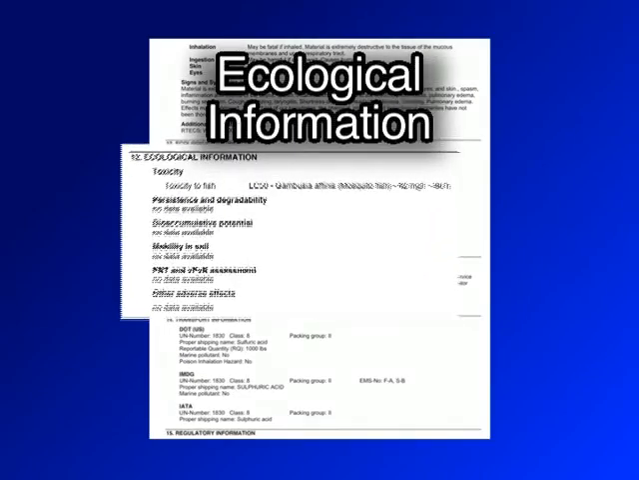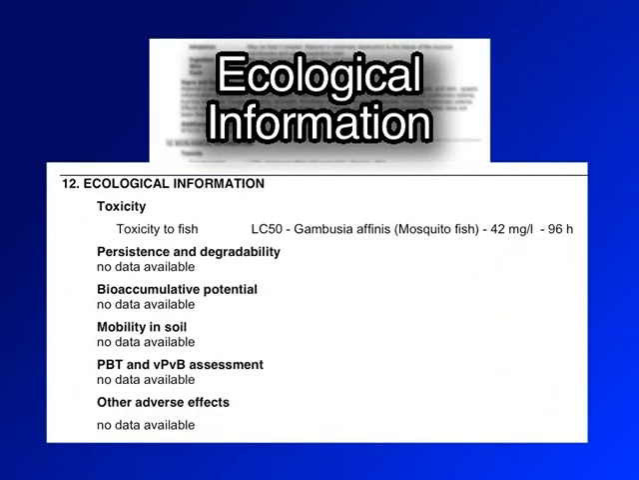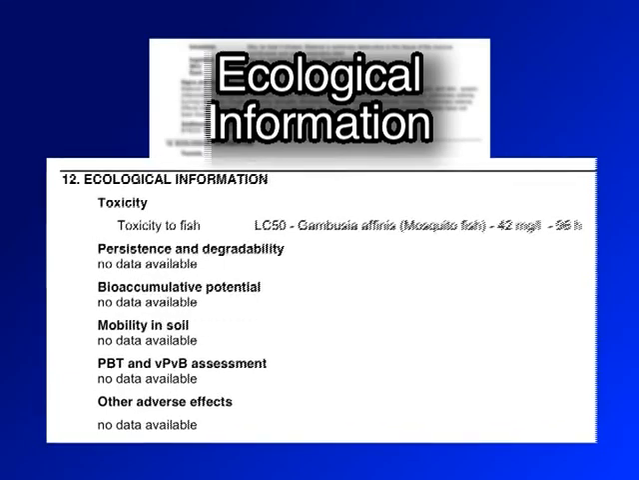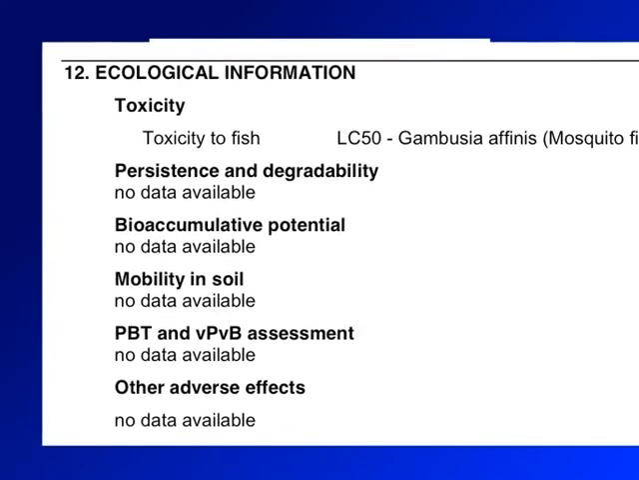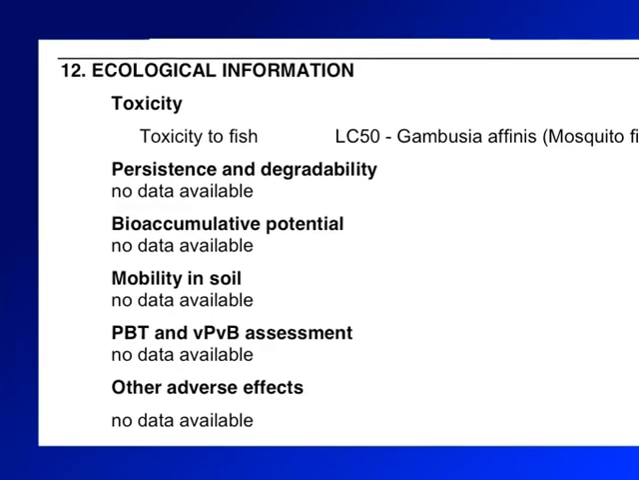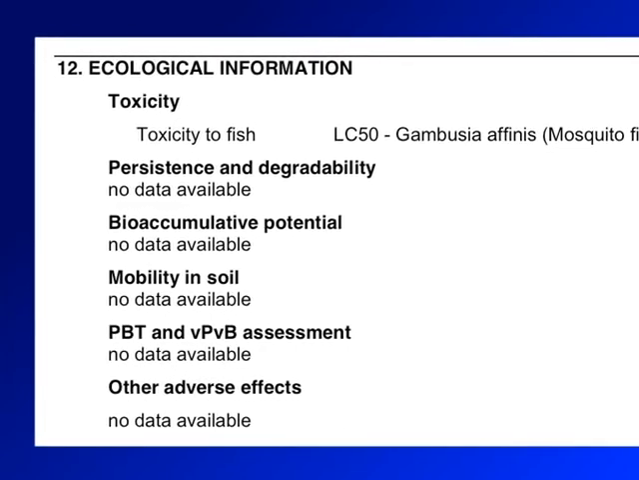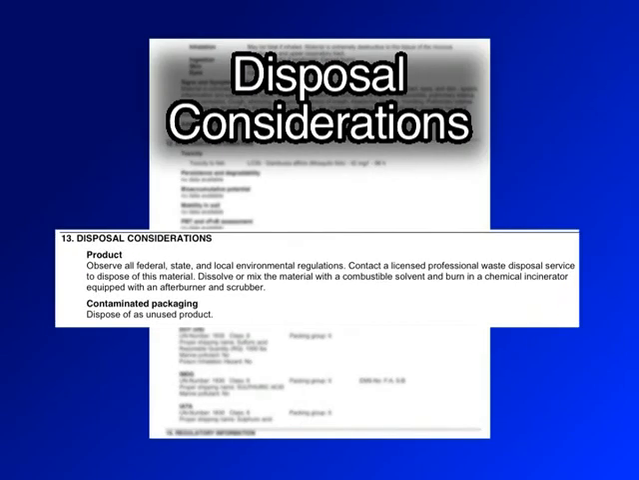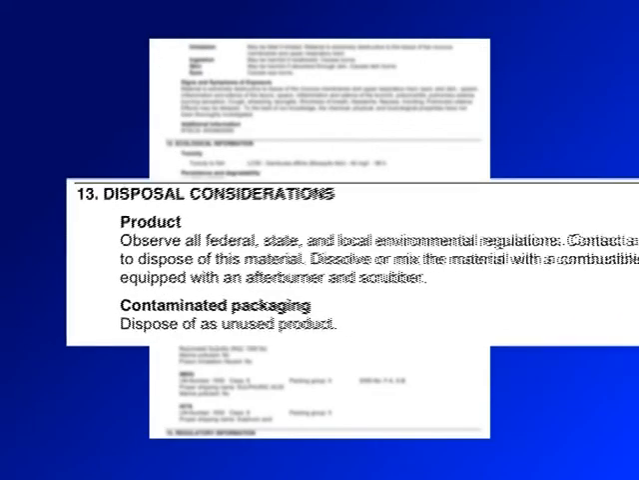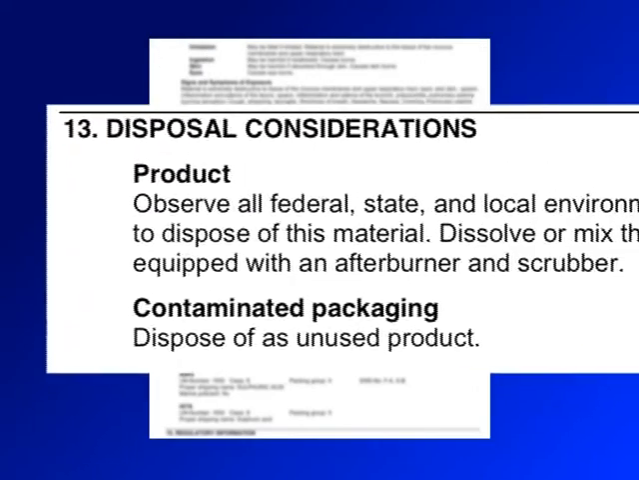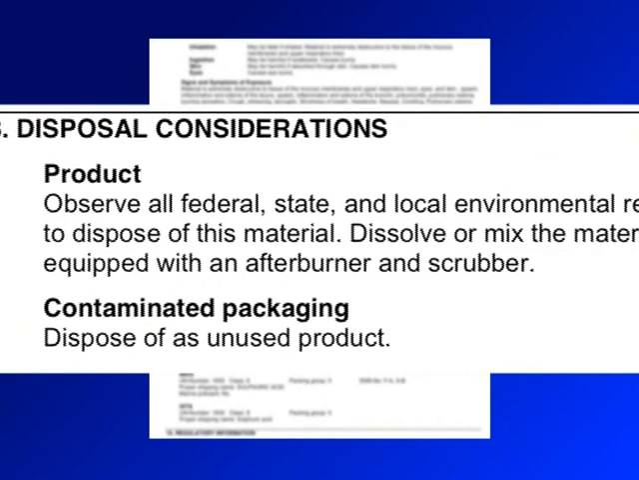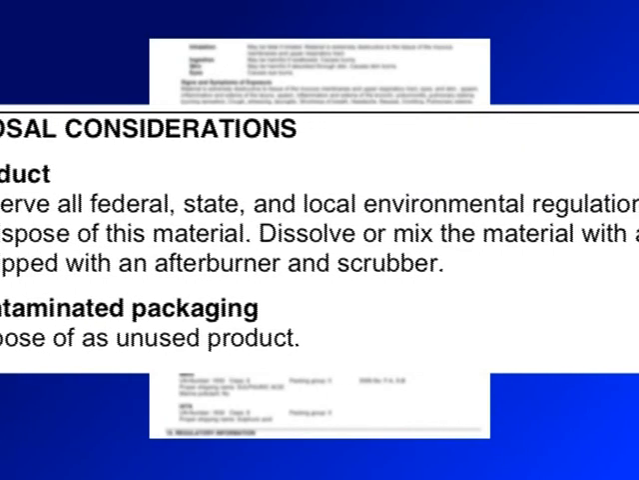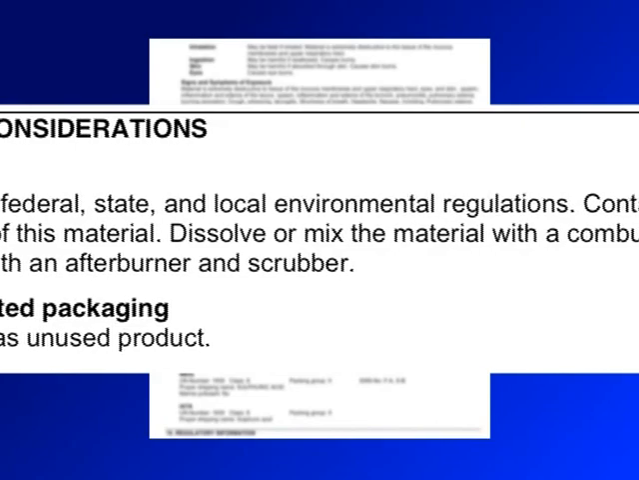Section 12. Ecological information. Although this is a non-mandatory section as it pertains to OSHA, it will be included on the SDS. This section includes information on the chemical effects on the ecology. Section 13. Disposal considerations. Another non-mandatory section, it contains a description of waste residues and information on their safe handling and methods of disposal, including the disposal of any contaminated packaging.